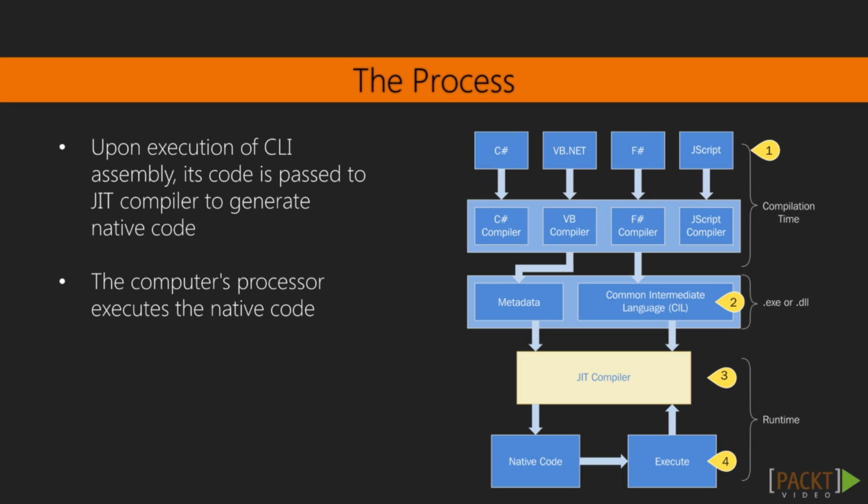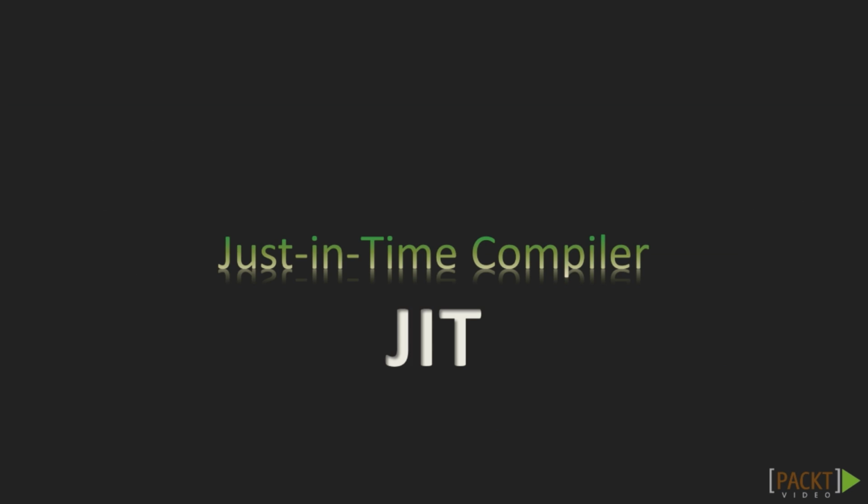For step 3, upon execution of that assembly, its code is passed into the JIT compiler to generate native code. And the final step is that the computer's processor executes the native code. So now, let's talk about the JIT compiler. But before we do, let's give a quick background of what the process is like.